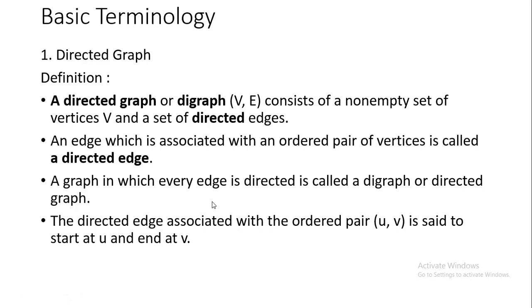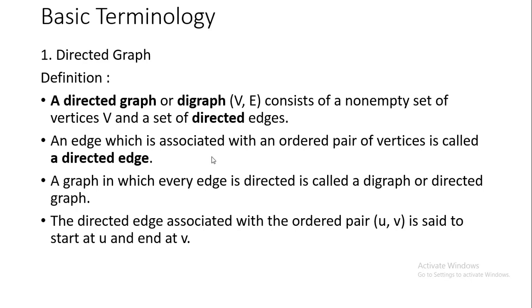The digraph (V, E) consists of a non-empty set of vertices V and a set of directed edges. An edge which is associated with an ordered pair of vertices is called a directed edge. In other words, a graph in which every edge is directed is called a digraph or directed graph. This is a very simple definition of the directed graph.